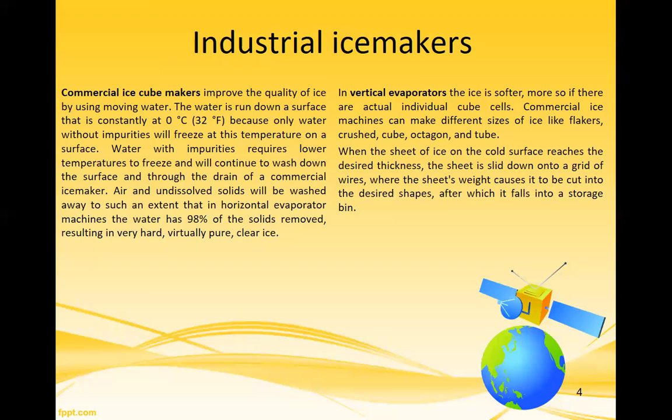In vertical evaporators, the ice is softer, more so if there are actual individual cube cells. Commercial ice machines can make different sizes of ice like flakes, crushed, cube, octagon, and tube. Yung mga itsura ng ice. When the sheet of ice on the cold surface reaches the desired thickness, the sheet is slid down onto a grid of wires, where the sheet's weight causes it to be cut into the desired shape, after which it falls into a storage bin.